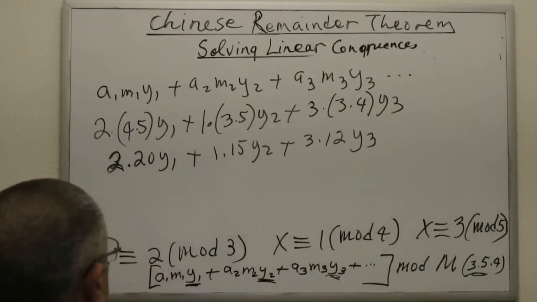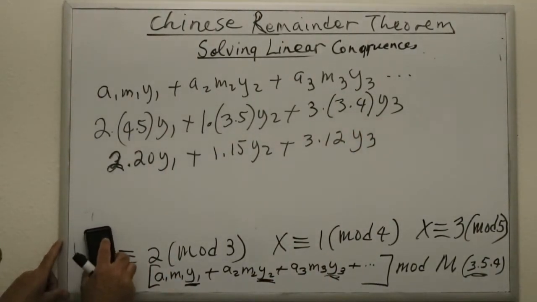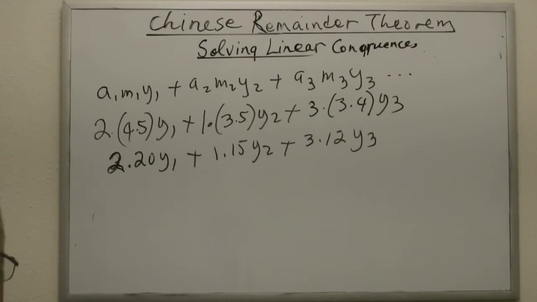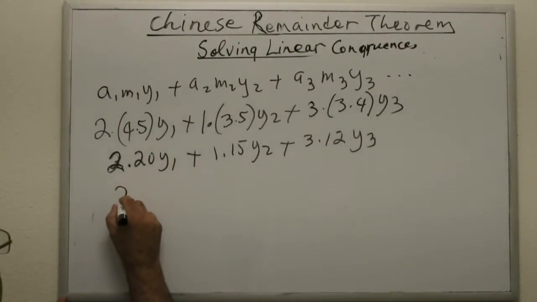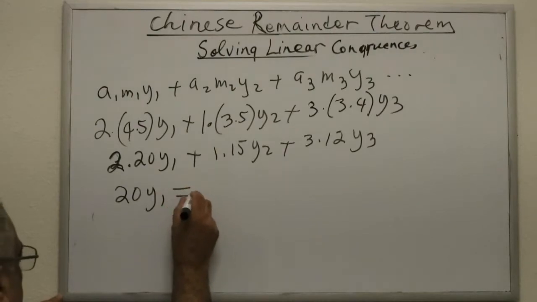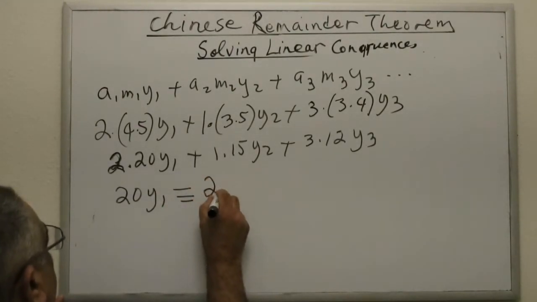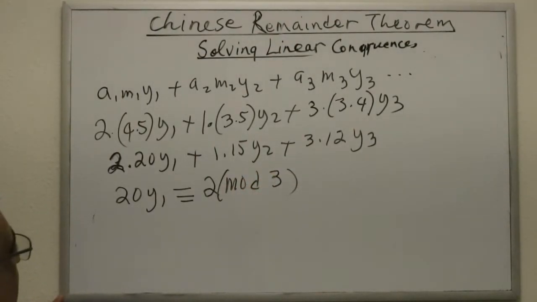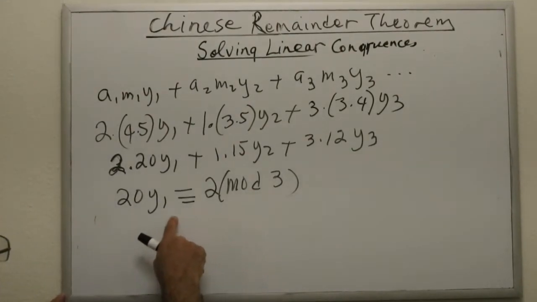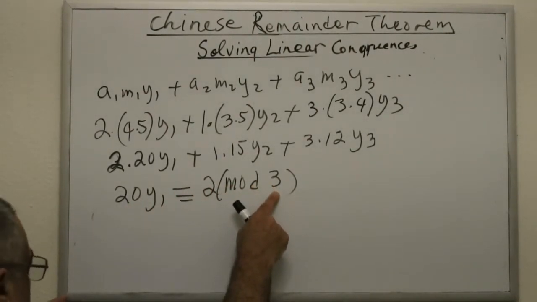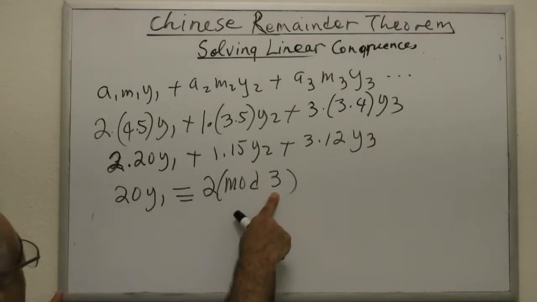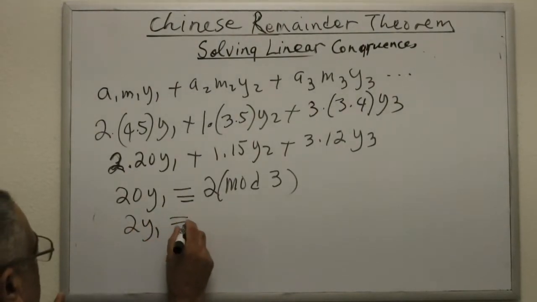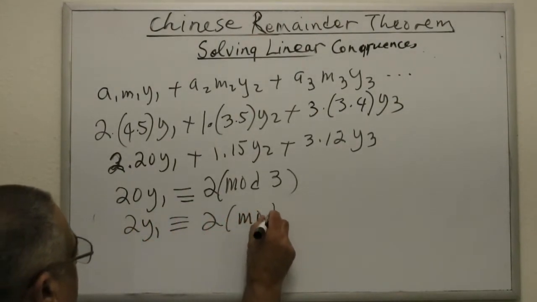So how do we solve for Y1, Y2, and Y3? So I'm going to put this congruency here. So that's going to be 20 Y1 congruent to 2 mod 3. Now, to solve for Y1, I need a number. So if I take 20 mod 3, that's 6, that's 18, so 2. So I have 2 Y1 congruent to 2, and this is mod 3.